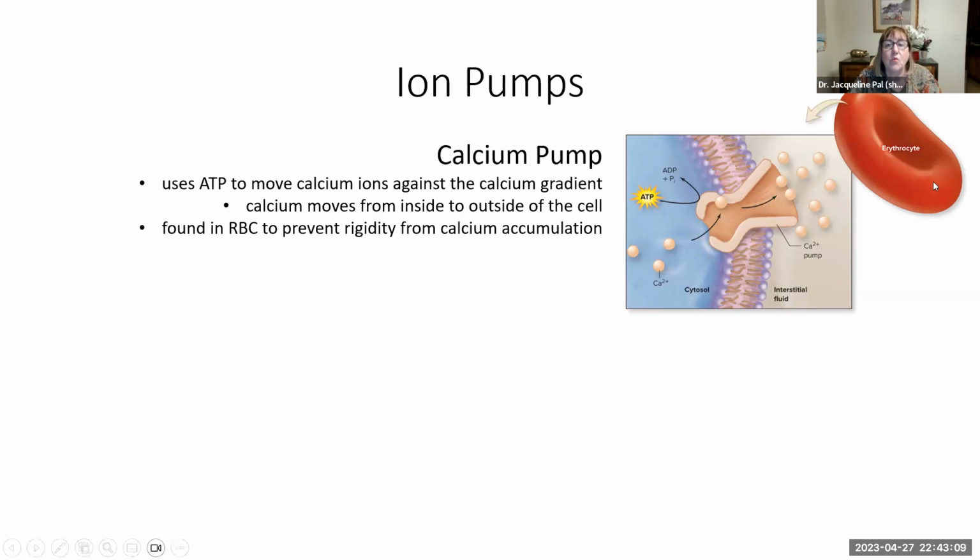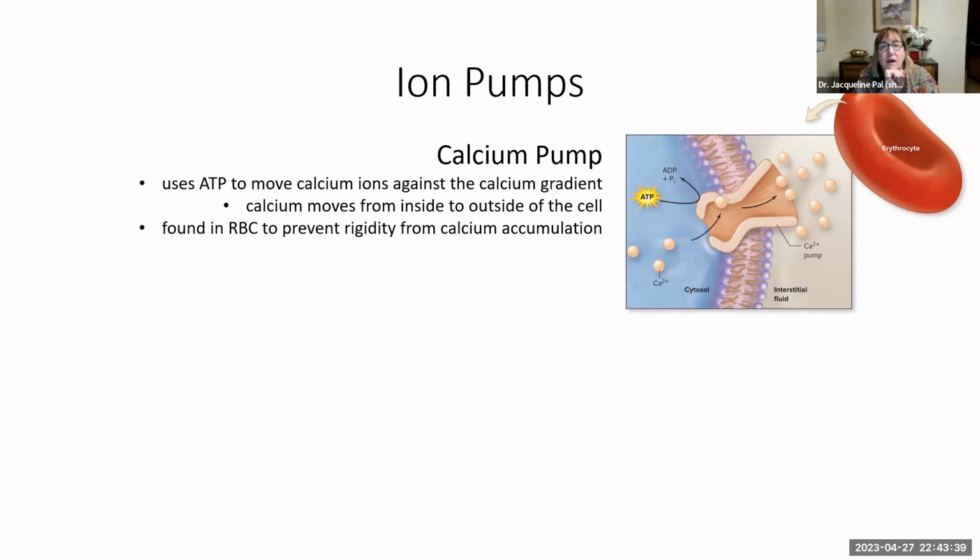And I don't know if you're aware, but we have more calcium outside the cell than we have inside the cell normally. So using this pump, we are going to use energy to move calcium outside the cell. And this is really important in the erythrocyte, because if there's too much calcium in the cell, then the erythrocyte becomes rigid and can't get through all your little nooks and crannies.